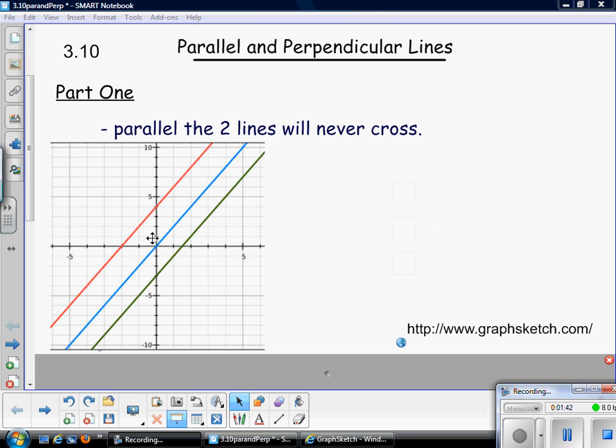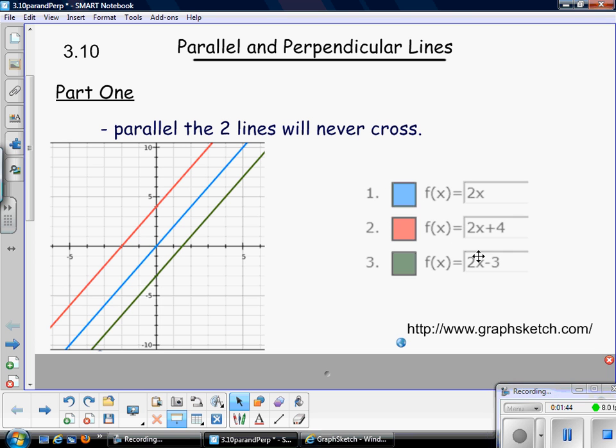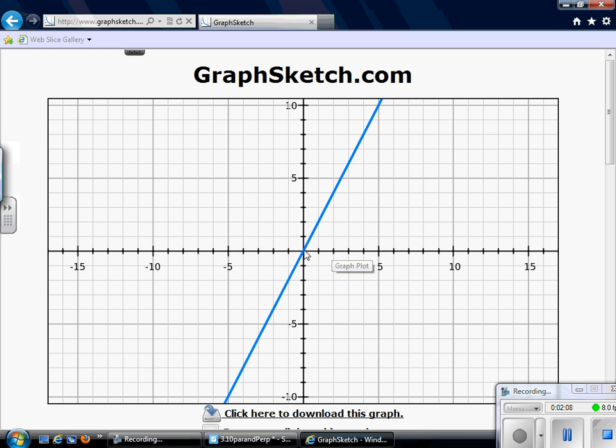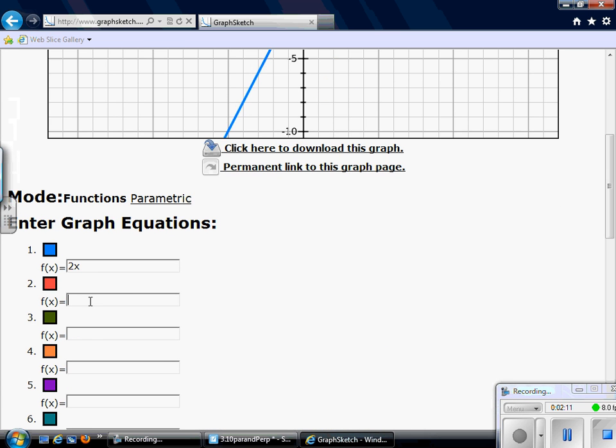These specific lines actually came from there. The red one has the equation y equals 2x plus 4. The blue one has the equation y equals 2x. And the green has the equation 2x minus 3. I do have that website up here, and there's the one equation. Then I had 2x plus 4, and the other one was 2x minus 3.